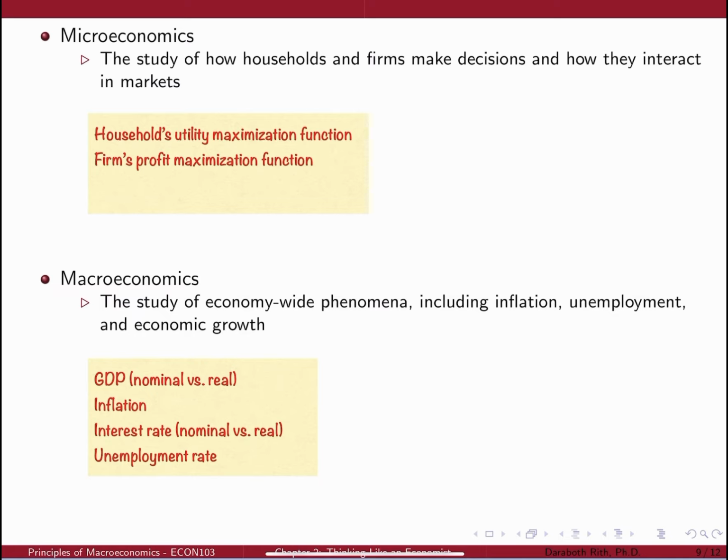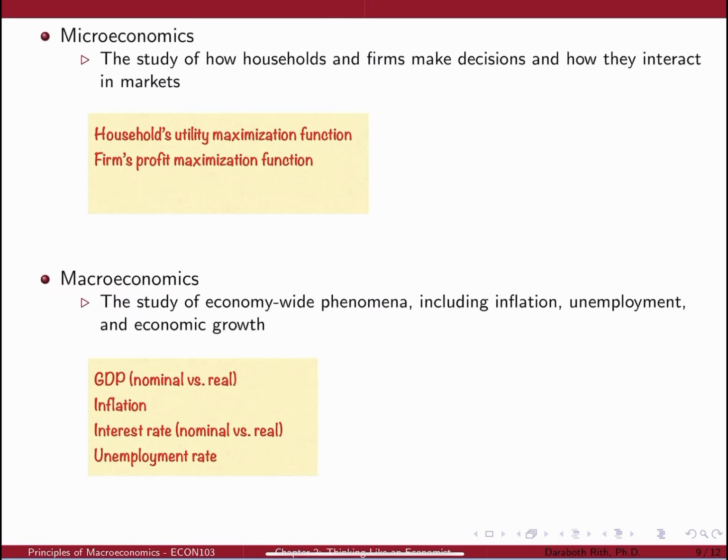In microeconomics, the focus sits on the study of how households and firms make decisions and how they interact in the markets. There is a discussion about household utility maximization functions as well as firms' profit maximization functions that point to the field of microeconomics.